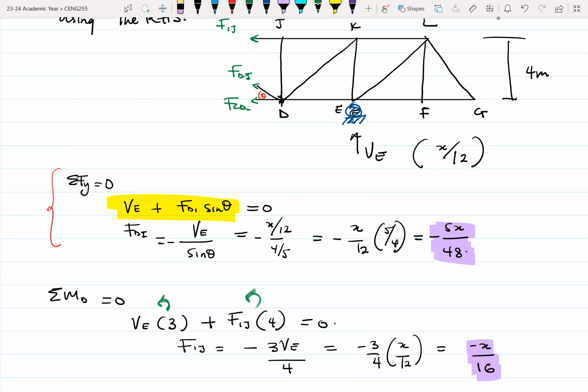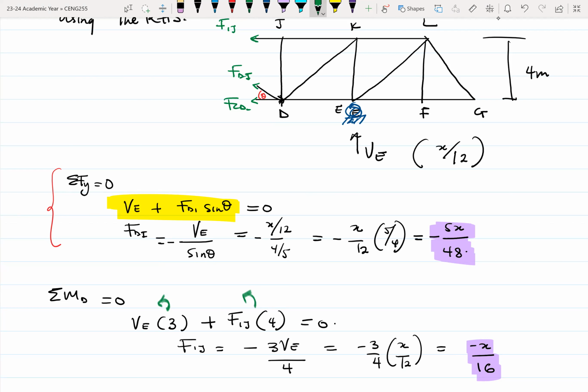So they both have the same direction. So they both can be positive or they both can be negative. It's entirely up to you. So since FIG is horizontal, its distance to D will be what? The vertical distance, 4 meters. So it becomes FIG times 4, and all of this is equal to 0. All right. So here we make FIG the subject.